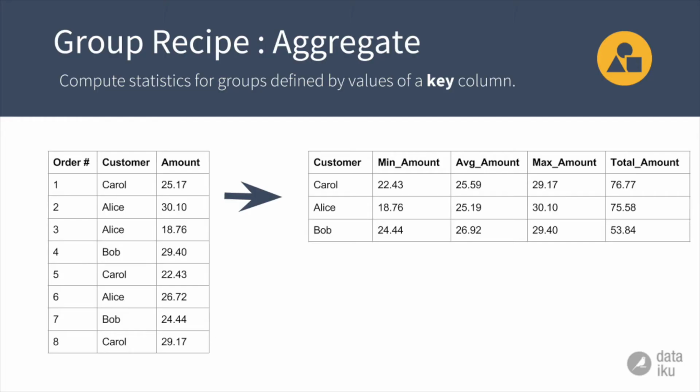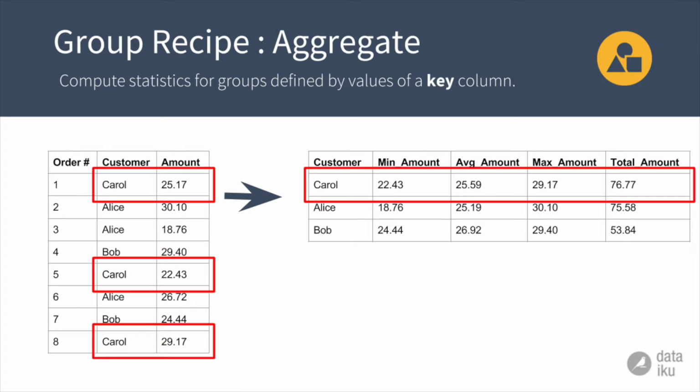The primary use case for the group recipe is to compute aggregated column statistics, such as the average, min, or max, within a dataset. This is done by finding groups of records that have identical values of a key column. Records with the same key values are grouped by that value, and the column statistics of interest computed for that group. Now let's look at a live project.